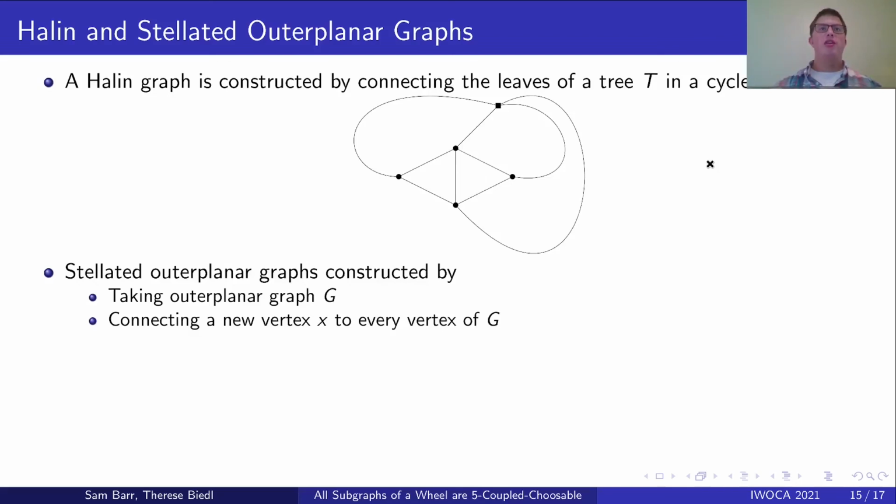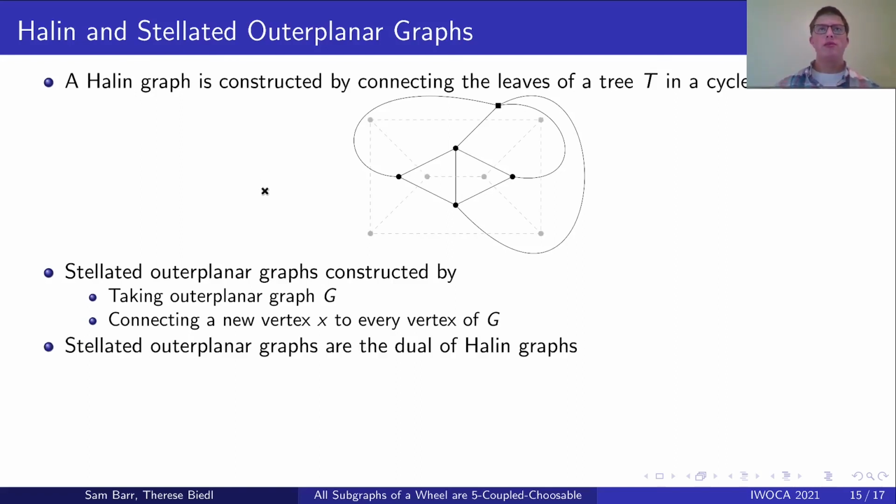A stellated outerplanar graph is constructed by taking an outerplanar graph, here shown with circular vertices, and connecting a new vertex x, here shown with a square vertex, to every vertex of the outerplanar graph. A wheel graph is just a stellated outerplanar graph where the outerplanar graph we start with was a cycle. We can see that stellated outerplanar graphs are in fact the duals of Halin graphs, and therefore coupled coloring results for Halin graphs exactly translate over to coupled coloring results for stellated outerplanar graphs.